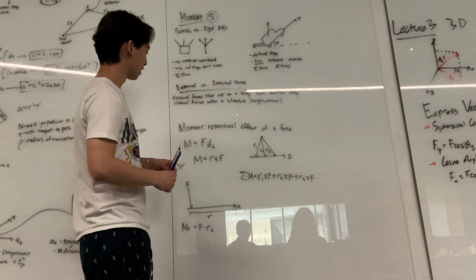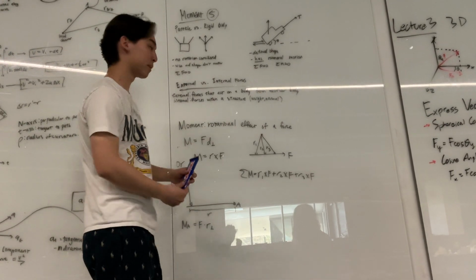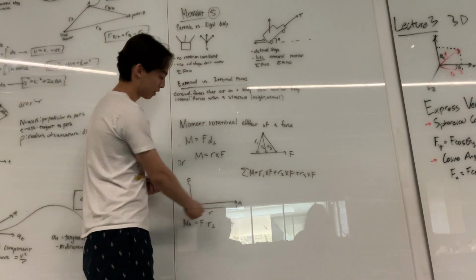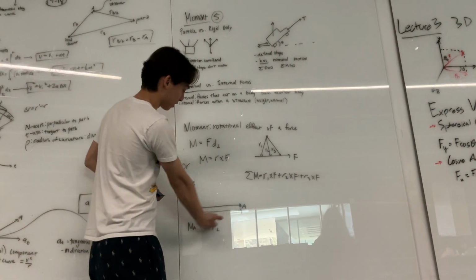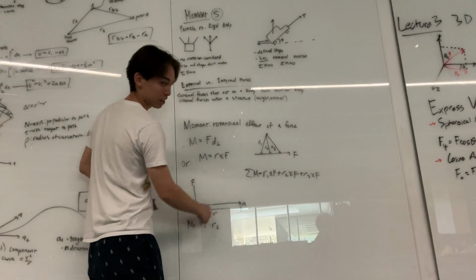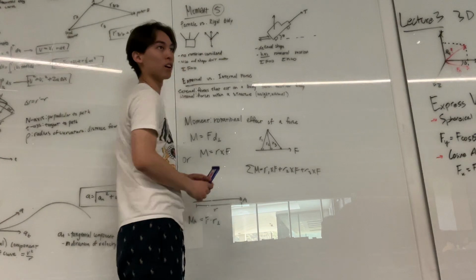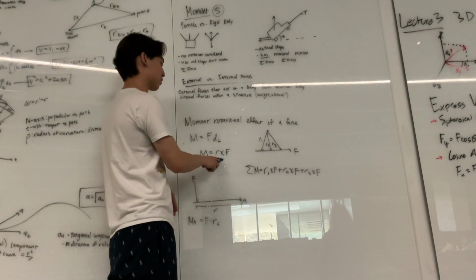So the actual moment is calculated by F times the perpendicular distance, such as in this diagram. We have a moment about A, right? We have a force here, and the perpendicular distance to A is R. But let's say we have a force like this and multiple R's going off of that. We'd actually do R cross F.